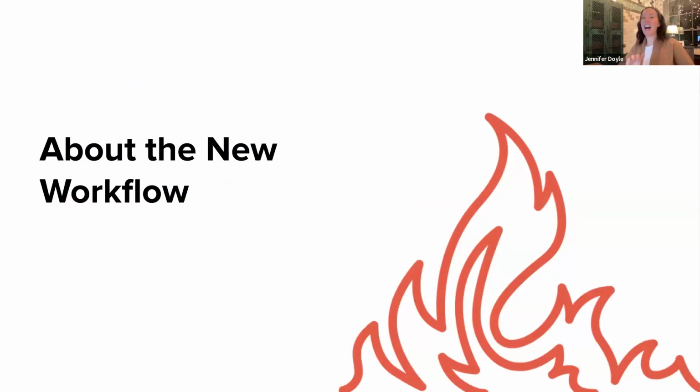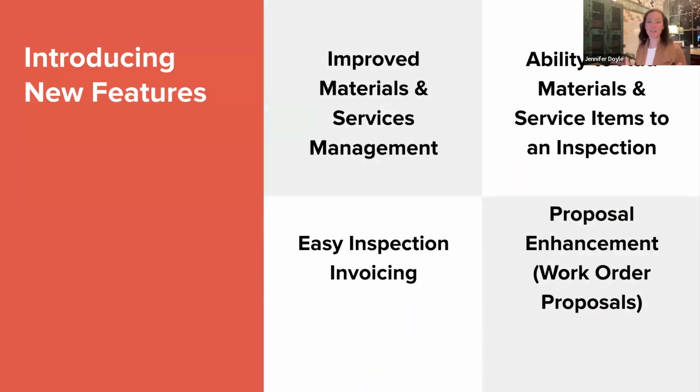So before I jump into the product, which I know probably everybody is like, just show me what it looks like, I've got some slides to go through. So what does this mean? What does it look like? What are the new features that are coming? Right. So we have improved materials and service management. I'll explain what that is. You'll see a little bit more of it when we get into the product.